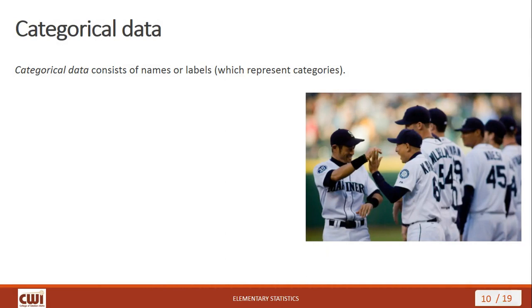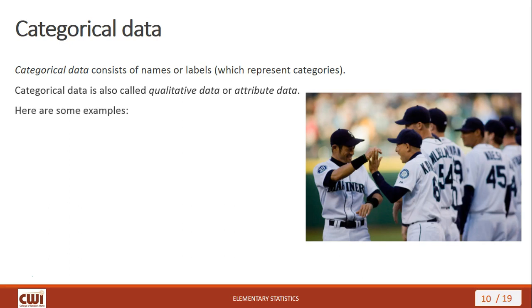Let's take a look now at categorical data. In contrast to quantitative data, categorical data consists of names or labels which represent categories, hence the name categorical data. Categorical data goes by other names, so you may have heard this described as qualitative data or attribute data, because the categories, which are represented in the names or the labels that comprise categorical data, are describing qualities or attributes about what the data is describing.